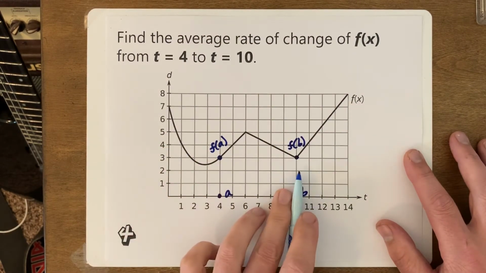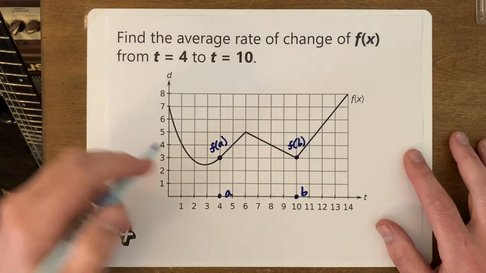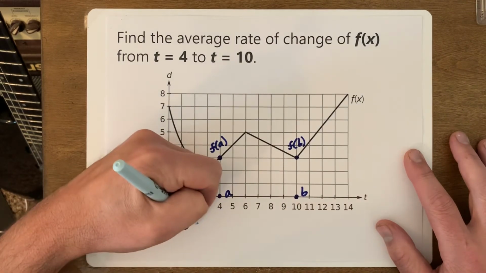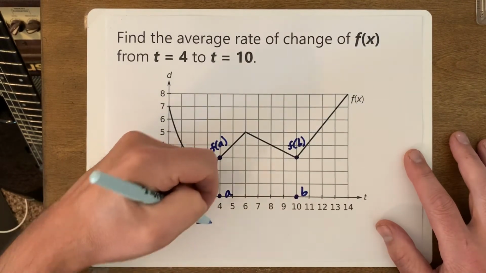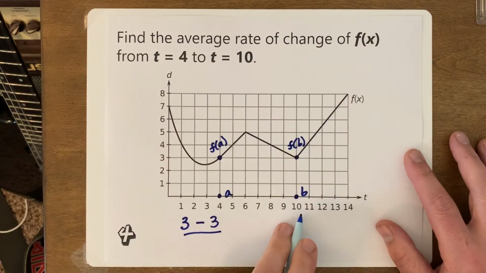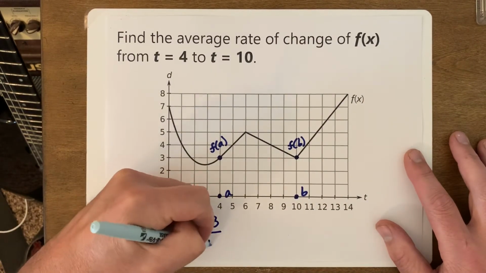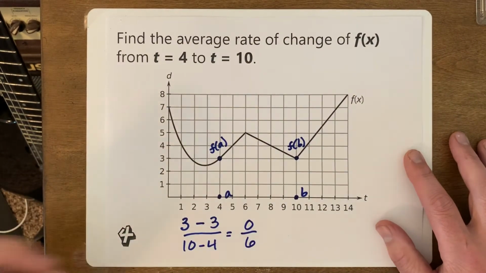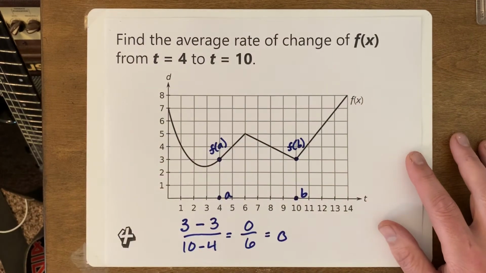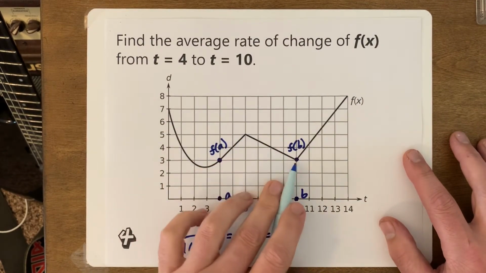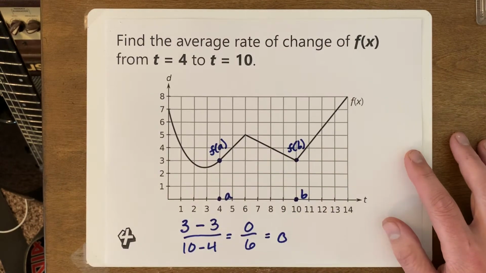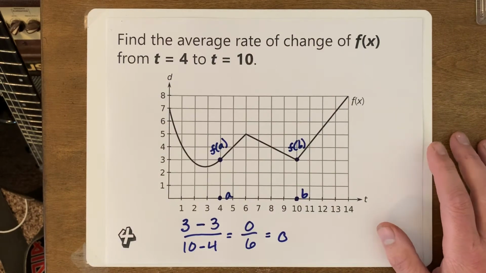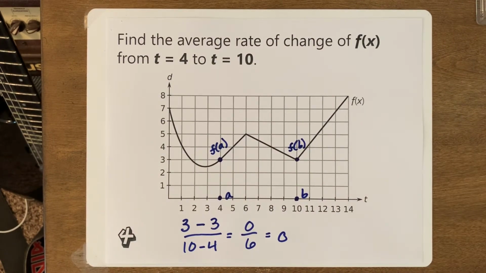But from here to here, the average rate of change, if you calculate it, would be f of B, which is 3, minus f of A, which is also 3, over 10 minus 4. So if we calculate this, we're going to get 0 over 6, and the answer is 0. So it turns out that it went up just as much as it went down in this whole span here, as far as an average rate of change. And so even though it went up and then it went down again, it still has a 0 average rate of change over the whole thing.